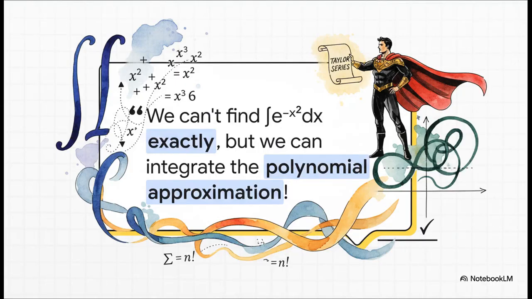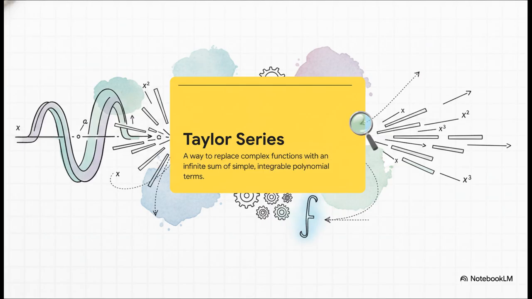Not at all. And this right here, this is the big idea. If you can't integrate the function, then just change the function. We're going to swap out that complicated e to the minus x squared for something we absolutely can integrate, a simple polynomial. And that's where our hero comes into the story. And that hero's name is the Taylor series.